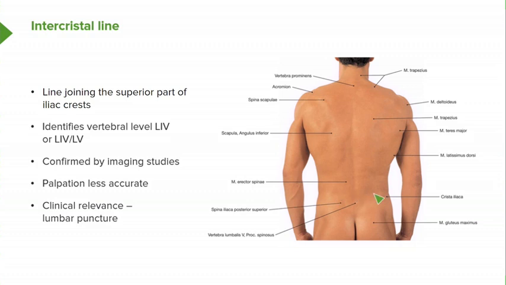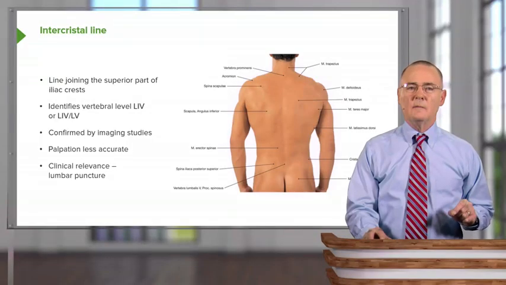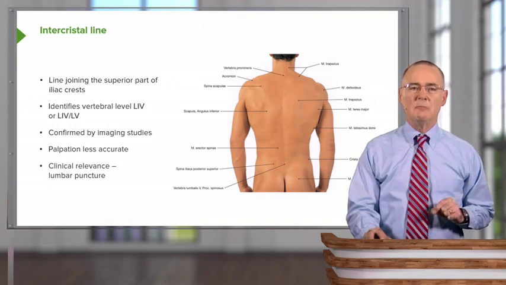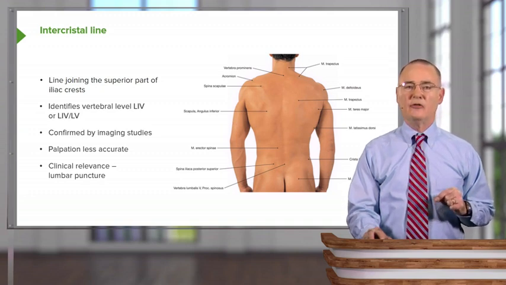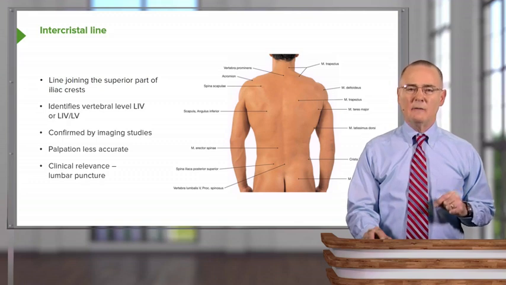This line will have a vertebral relationship, and that's typically going to be defined as a vertebral relationship to the fourth lumbar vertebra, or between L4 and L5, the intervertebral disc that's located between L4 and L5. These vertebral relationships have been confirmed by imaging studies. However, it is interesting that palpation is less accurate in defining these vertebral relationships.